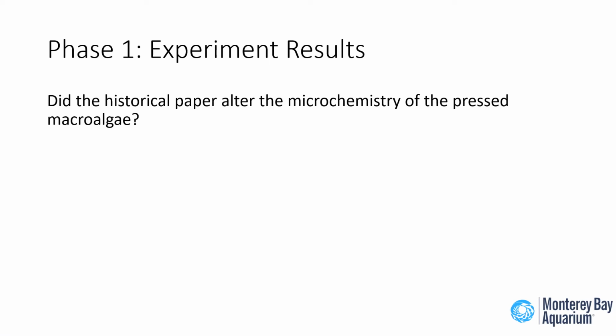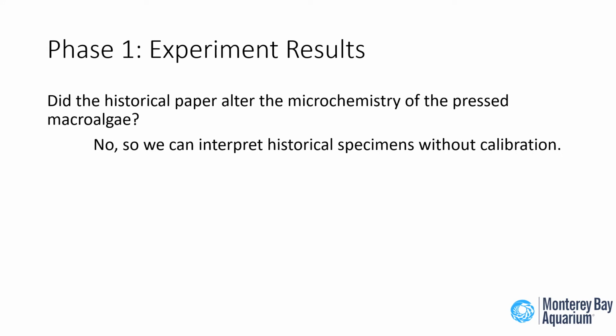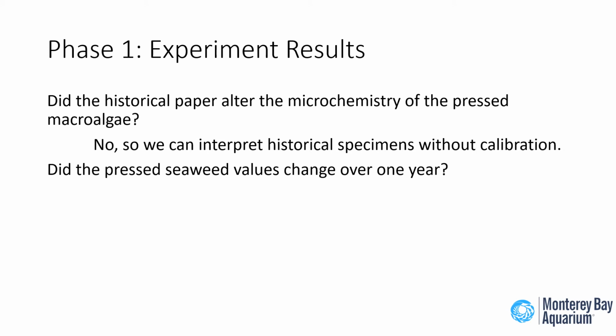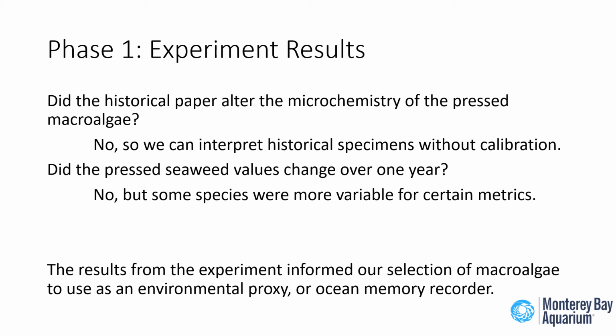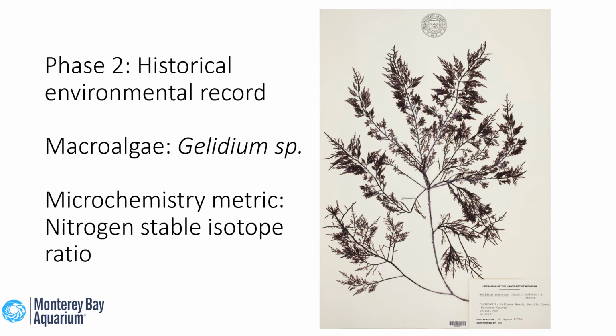So to summarize our phase 1 experiment results, did the historical paper alter the microchemistry of the pressed macroalgae? No. So we can interpret historical specimens without calibration. Did the pressed seaweed values change over the 1 year? Overall, no, but some species were more variable for certain metrics. These results from the experiment informed our selection of macroalgae species to use as an environmental proxy or ocean memory recorder for our phase 2.